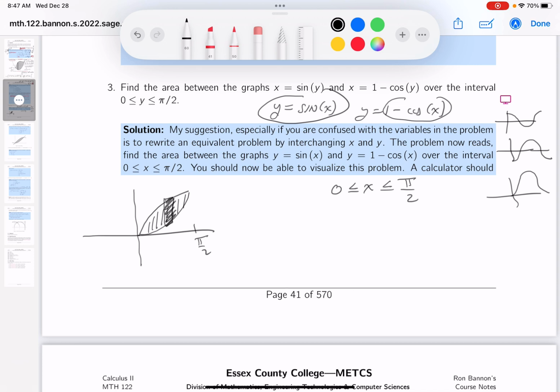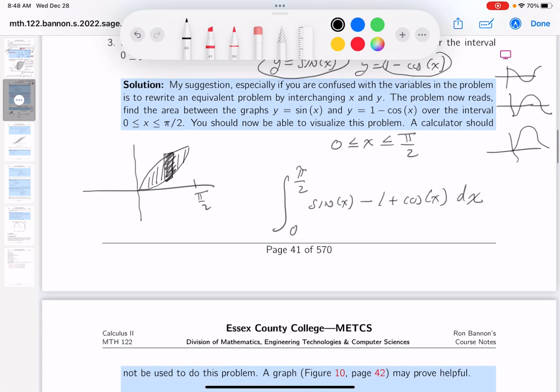All right, let's write this down. We're going to go from 0 to pi over 2. The upper curve, as you recall, is the sine of x minus the lower curve, which is that 1 minus cosine of x. So I'm just going to write this down a little better. So 1 plus the cosine of x, and the differential is dx.